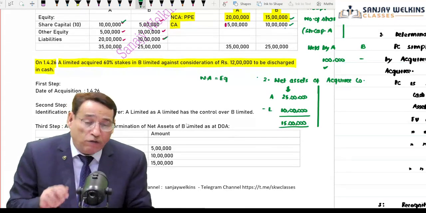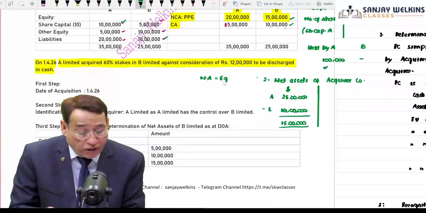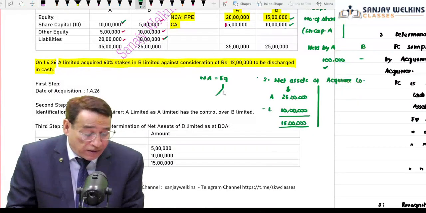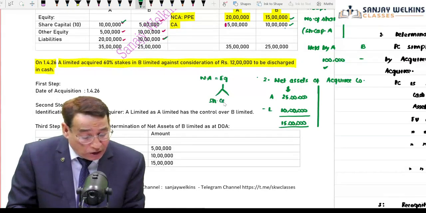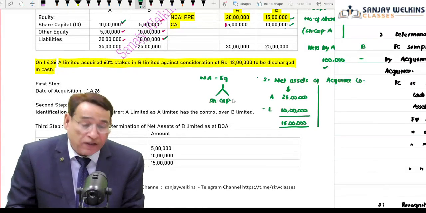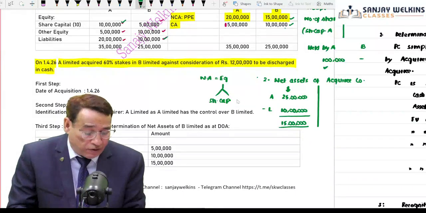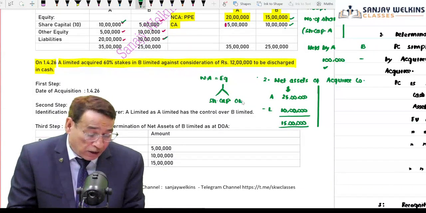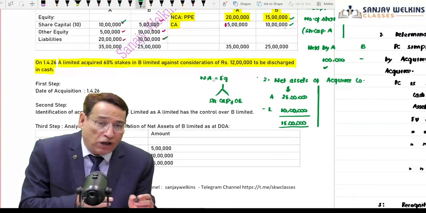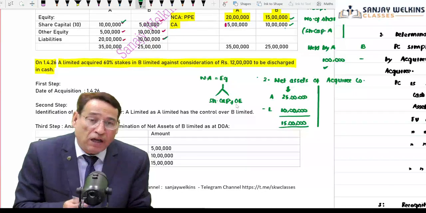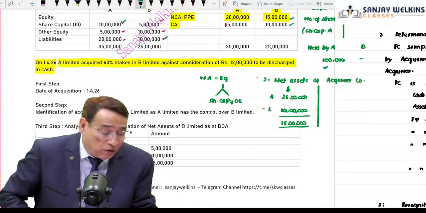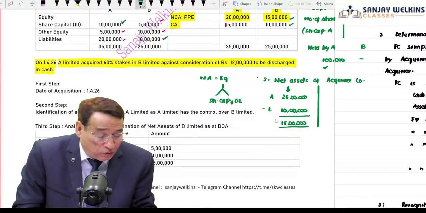Net asset is always equal to equity, and equity means share capital plus reserve and surplus. And in Ind AS, instead of calling it reserve and surplus, we will call it other equity. So net asset is always equal to equity, and equity always means share capital plus other equity. So I can also determine the amount of net assets through this approach.